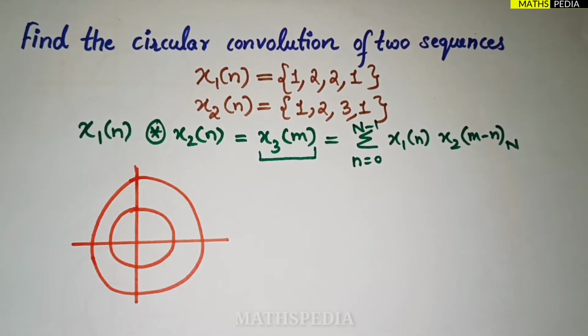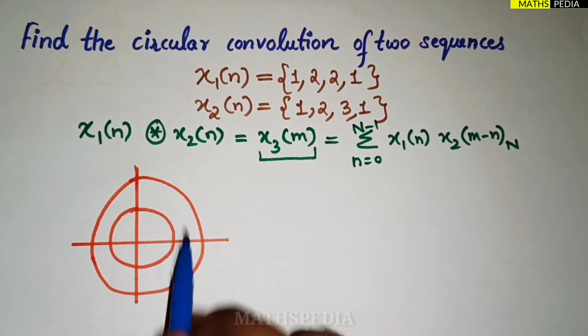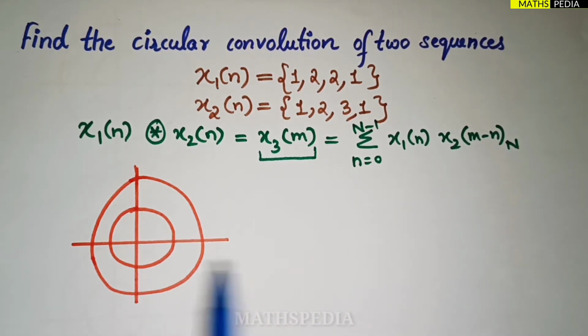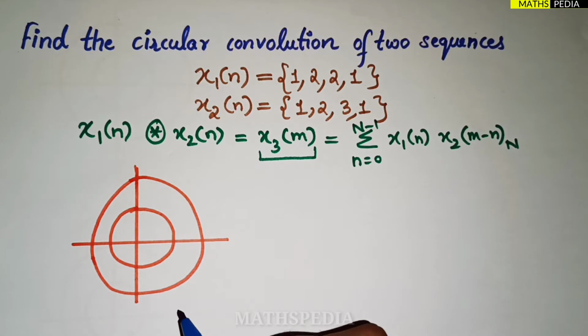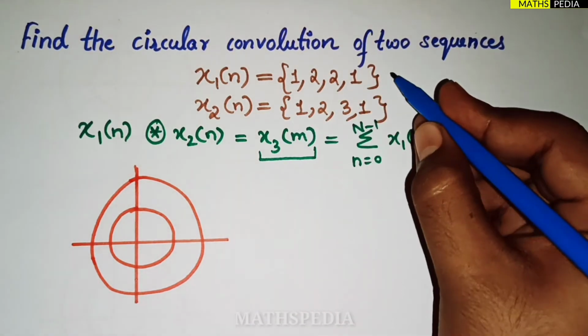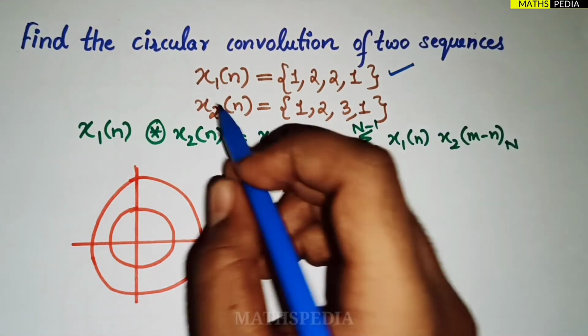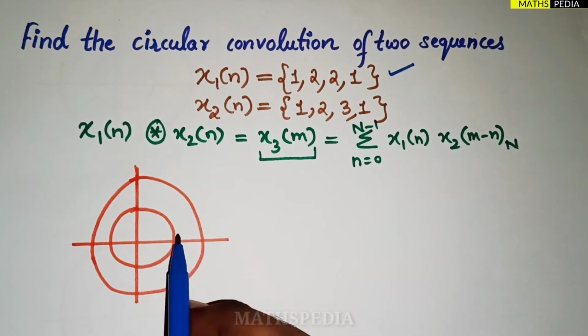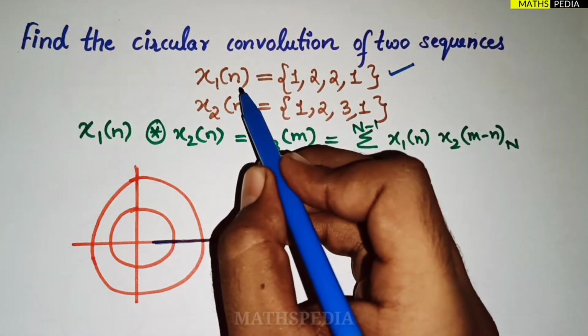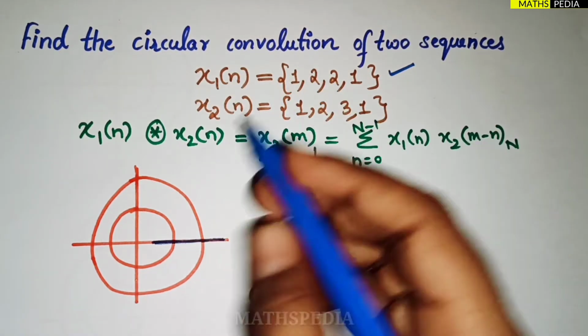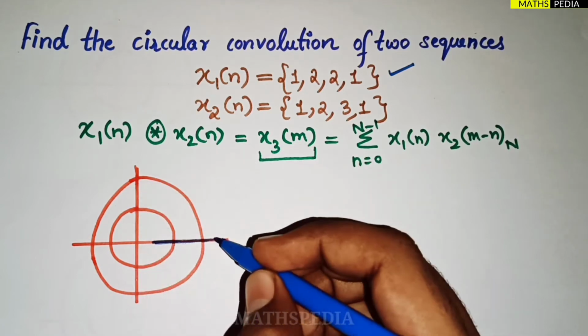We will go by the circular array method. The first step is to draw two circles. If you want, you can draw these lines, otherwise you can leave it. Then take the first sequence. Fix this as the reference point, the starting point, for both the circles. The first sequence you have to take in the anti-clockwise direction.